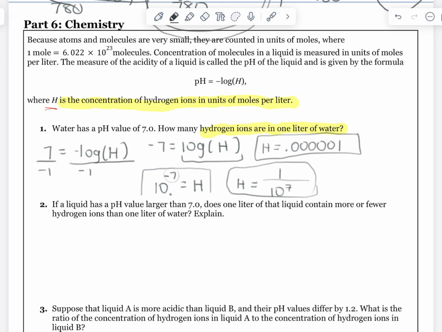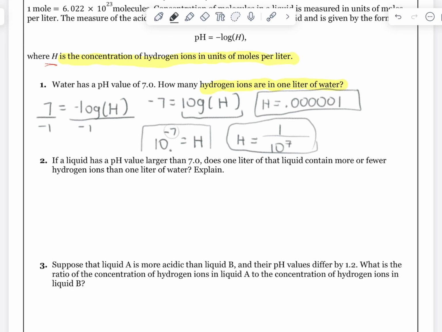Okay, great. Now that you know how many hydrogen ions are in 1 liter of water that has a pH of 7, that would have been enough to get a 2. But it's also enough information to go on to the next question. If a liquid has a pH of value larger than 7, does 1 liter of that liquid contain more or fewer hydrogen ions than 1 liter of water? Okay, let's play around with it.